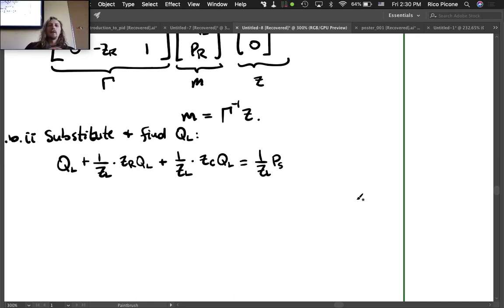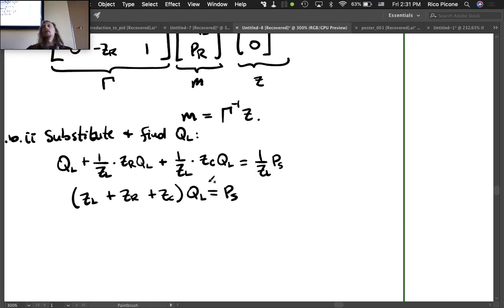We can factor out. One thing we can do to simplify this immediately is to factor out QL on the left-hand side and also multiply both sides by ZL, right? Because there's a lot of over ZLs happening here. So let's do that. And if we factor that out, then what we're going to get is ZL plus ZR plus ZC times QL equals PS.